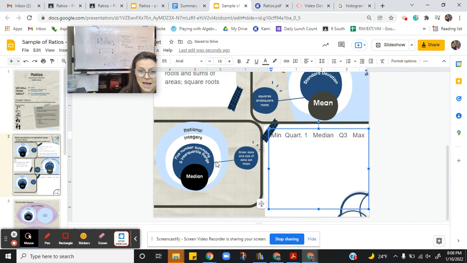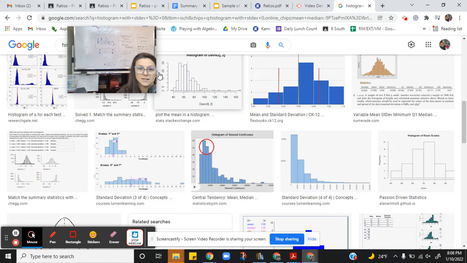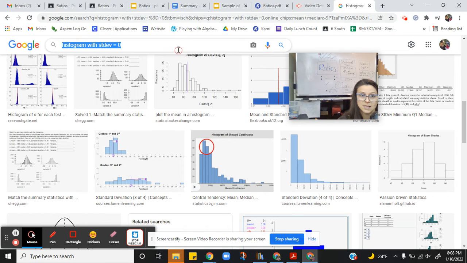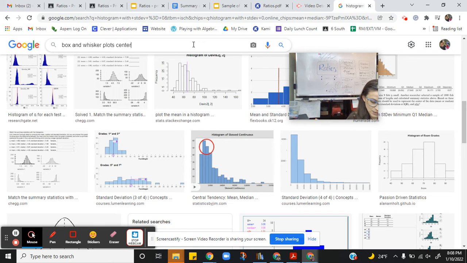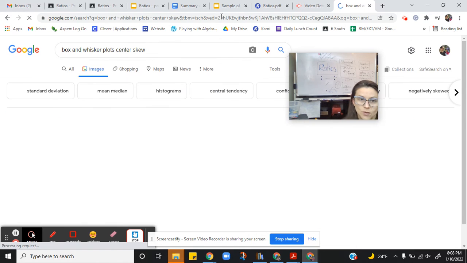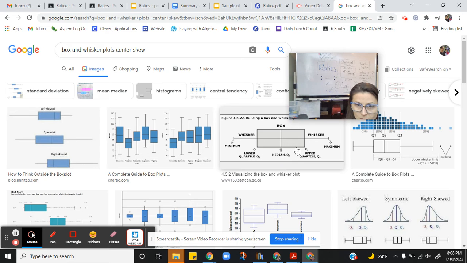So in that, it allows us to find centers and look at spreads of data by ranking, essentially, looking more at the order of data points and, like, the lower 25%, the upper 25%, the middle 50%. And it also allows us to see center and skewness. So a box and whisker plot allows us to see the center and skew.